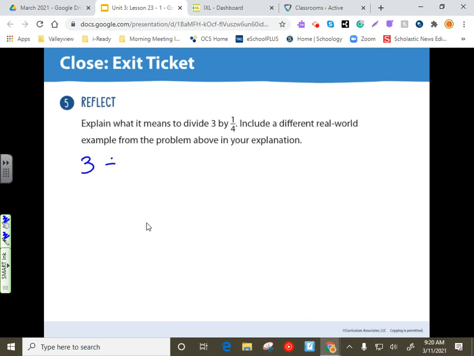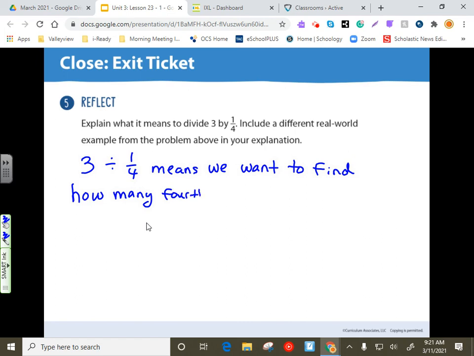So 3 divided by 1/4 means we want to find how many fourths are in 3 wholes. And there we go. Simple as that.